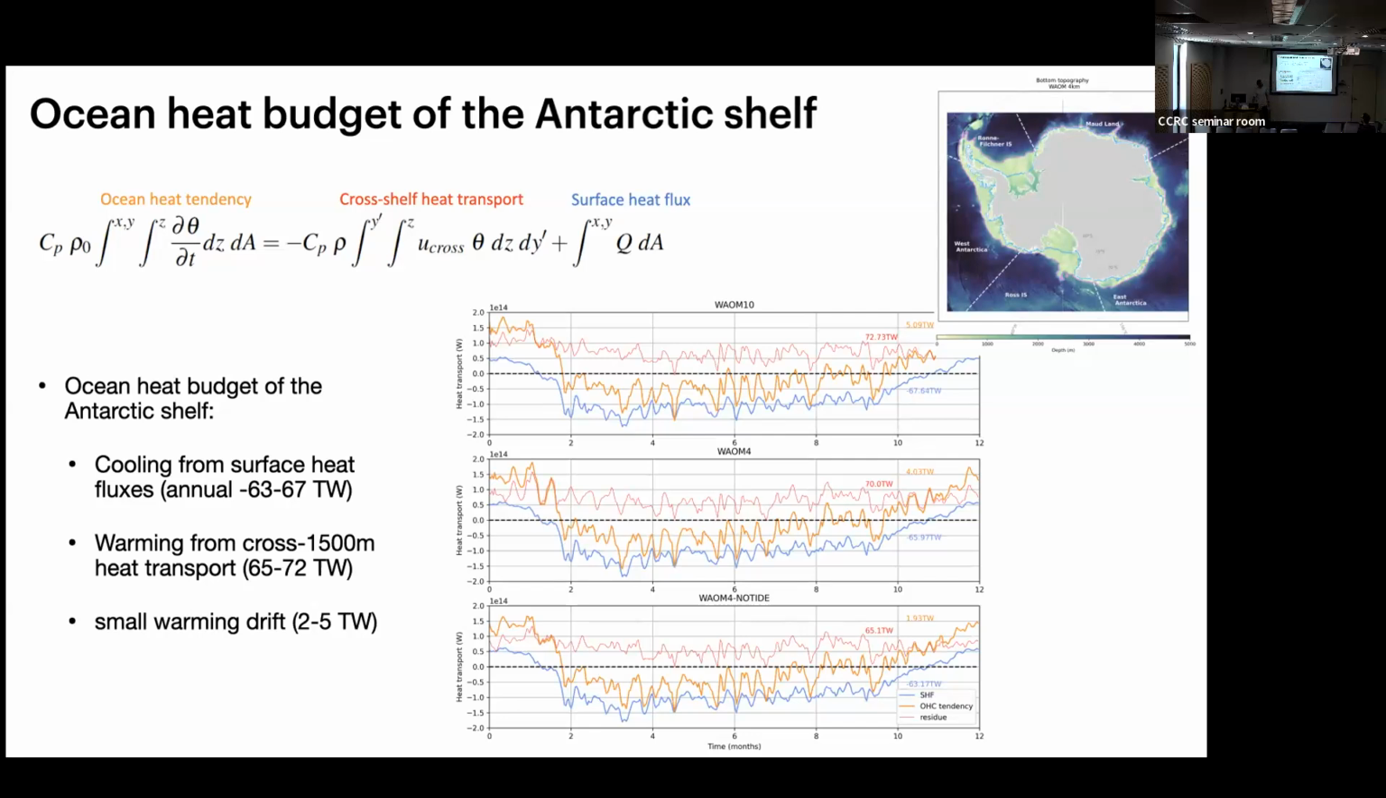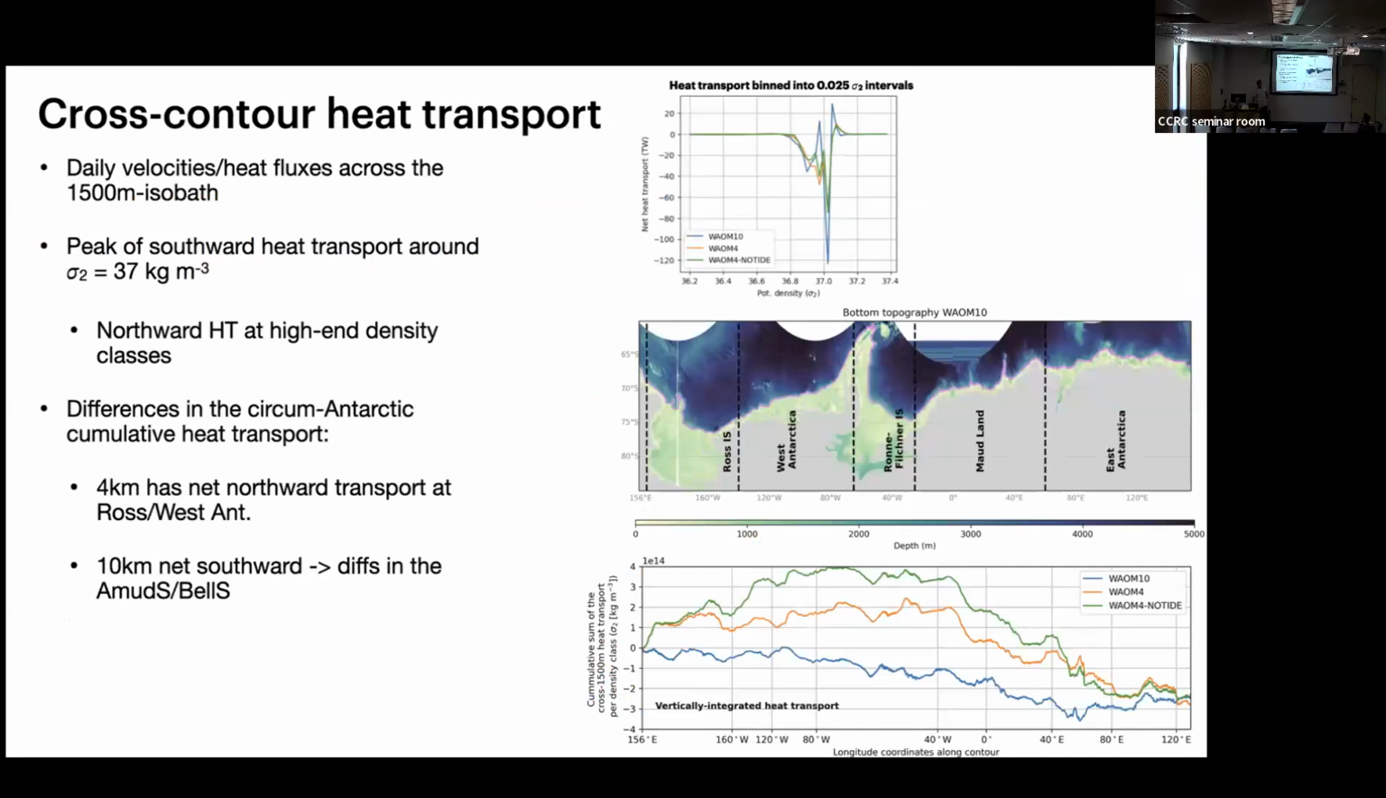The cross-shelf, yeah, that surprises me. Yeah, this is circum-Antarctic integrated, right? So on average, yeah, it's always positive.